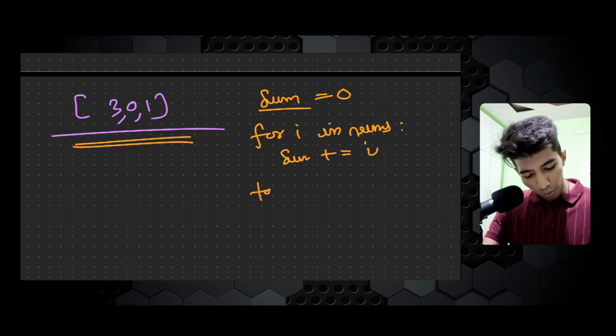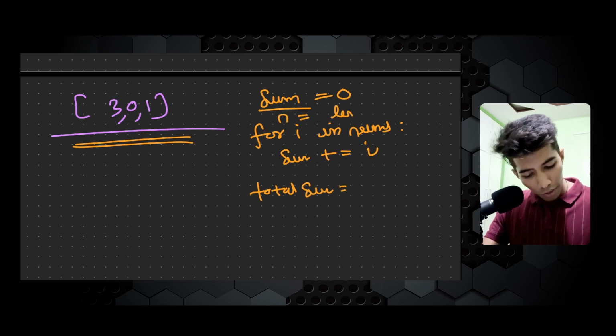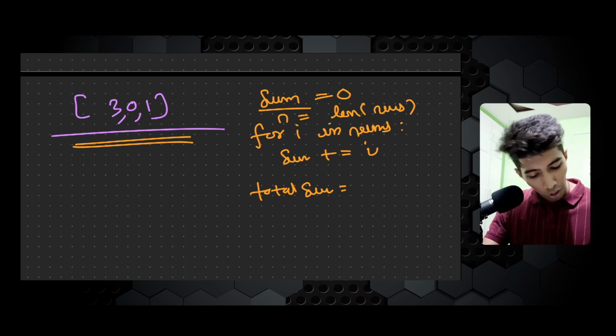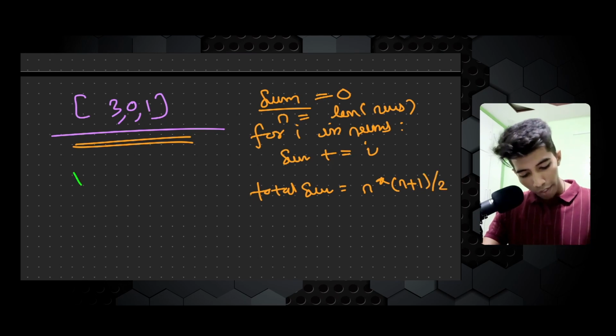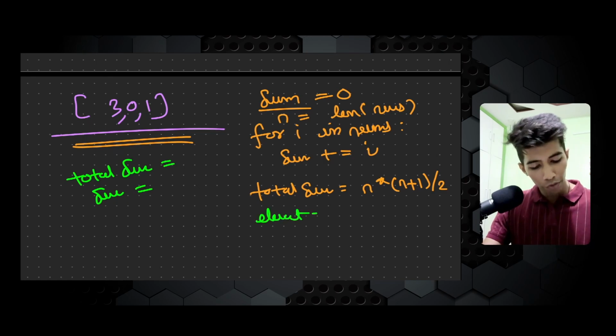Now my n is the length of this particular nums, then I can write total sum equal to n into n plus 1 by 2. So I get two sums: one total sum, and one the sum of the array. So the element which will be missing will be the total sum minus the sum which is in the array.